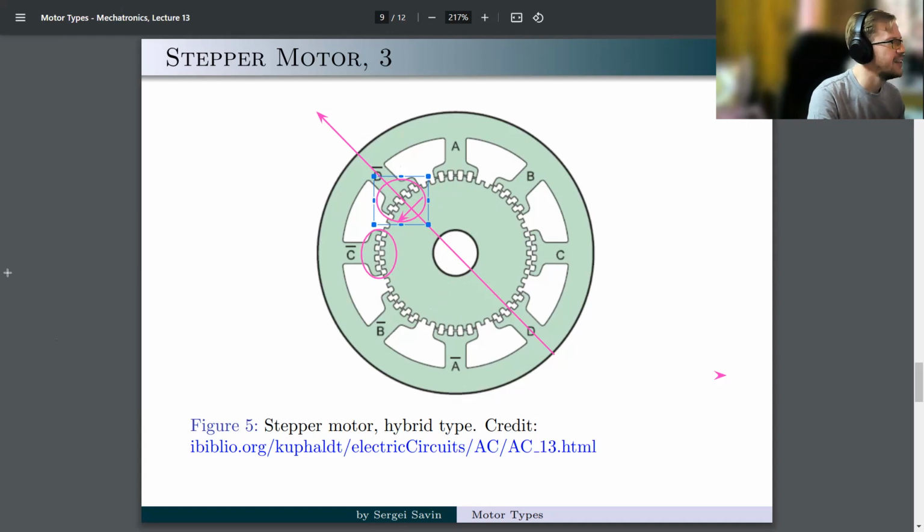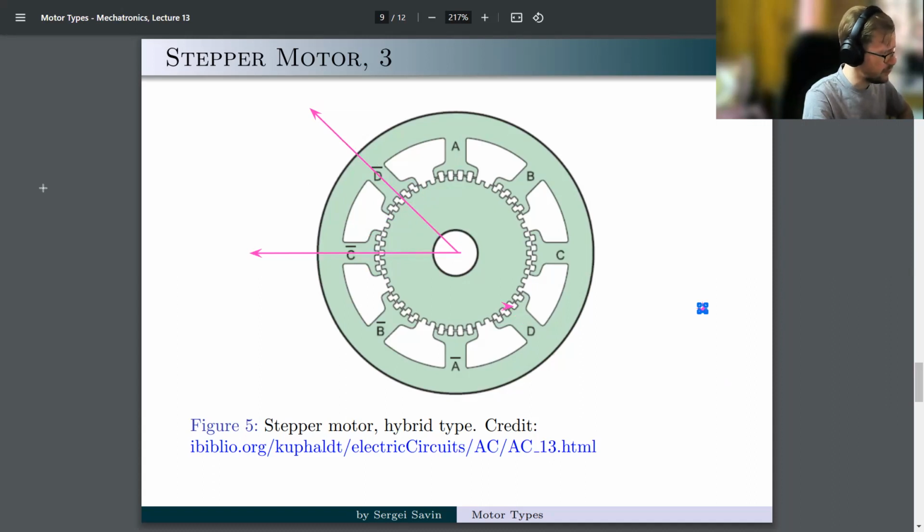Now, there is another way to further increase the accuracy of the motor. And that is to switch two poles, like two sources, at the same time. Let's say this one and this one. What would happen then is both teeth will try to align. Let me clear this. We switch on this and this is the same thing.